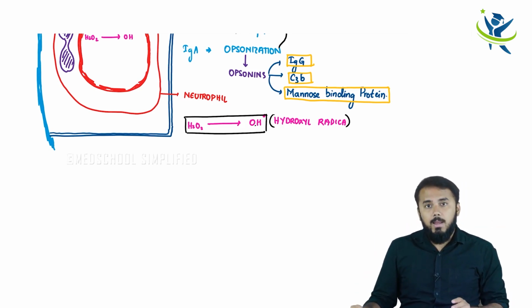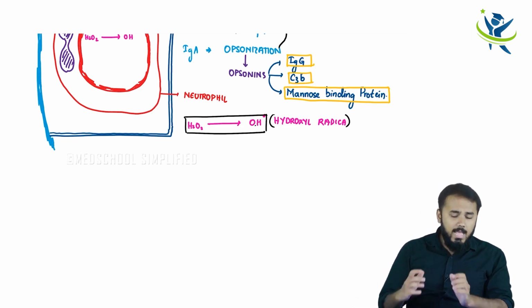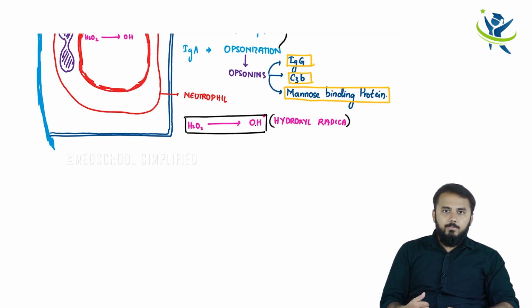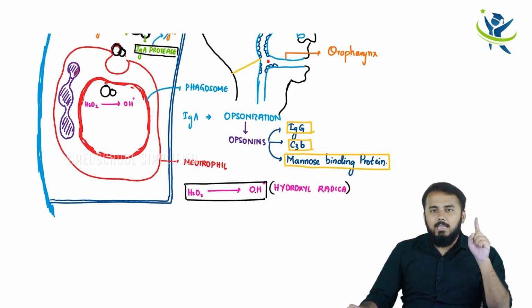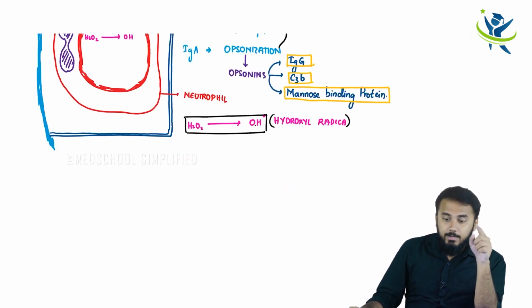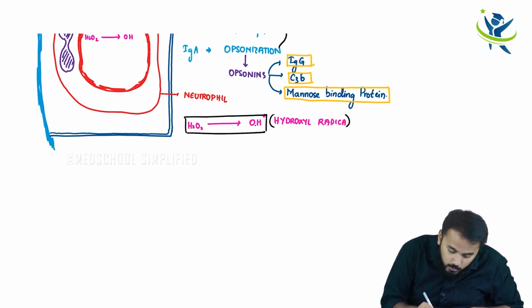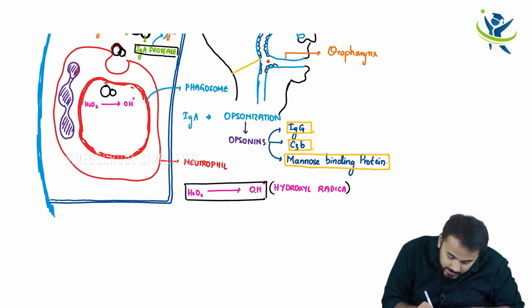So within this phagosome, the plan of the neutrophil is that I will take the bacteria inside, I have H2O2, I will convert it into hydroxyl radical, and this hydroxyl radical will kill the bacteria. But the bacteria is so clever. You know why? I told you in the starting that the bacteria is catalase positive. It means the bacteria releases an enzyme called catalase. So when it releases catalase, all of you know what is going to happen. This catalase will convert your H2O2 into water plus half mole of oxygen.